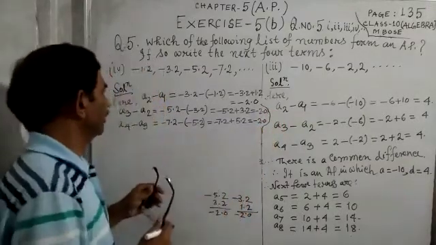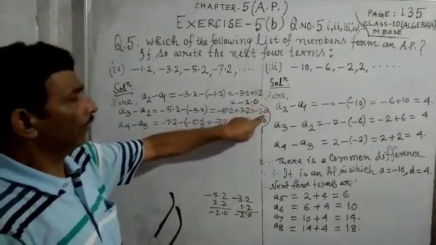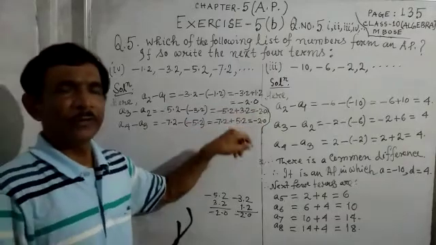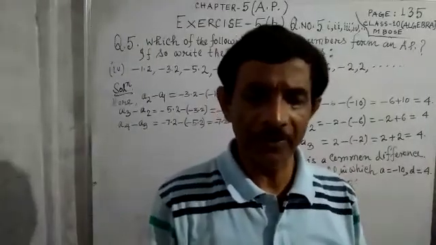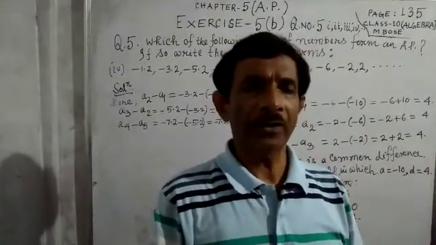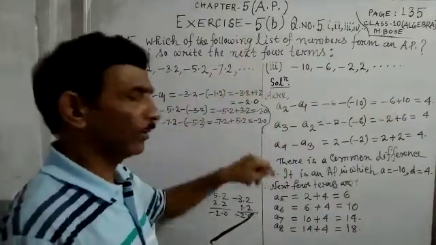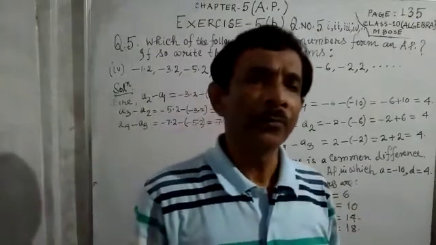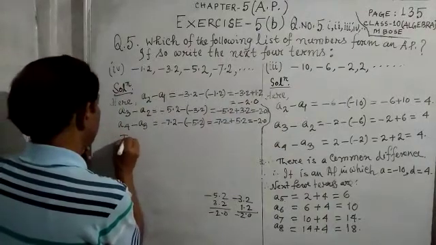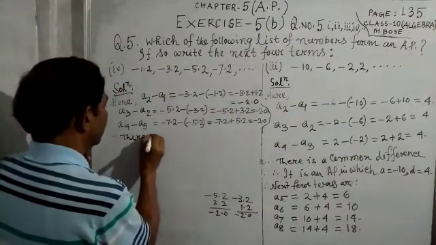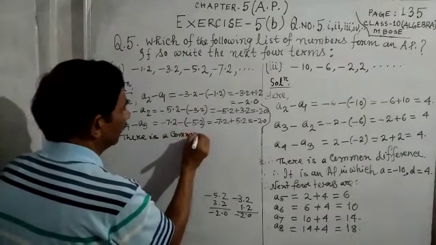So what do we see here? The differences in every case: minus 2.0, minus 2.0, minus 2.0. That means the differences are same in every case, and when the differences are same, we say there is a common difference in the given list of numbers, and when there is a common difference, the list of numbers forms an AP. So we can write here, therefore there is a common difference.